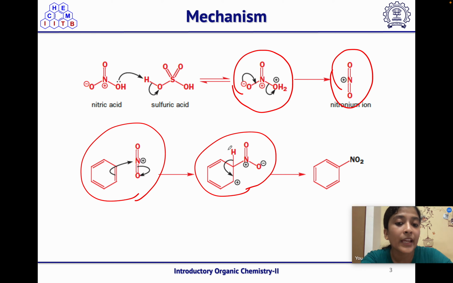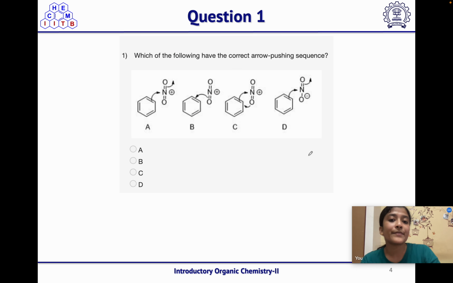So we need to regain the aromaticity of the system. For that, a water molecule or some base that will be present in the system will abstract this proton. Then electron density will be pushed in this direction, so as to neutralize this carbocation, and this nitrobenzene is formed. So as we have discussed, the correct option for this arrow pushing sequence is option A. Is this clear for everyone?